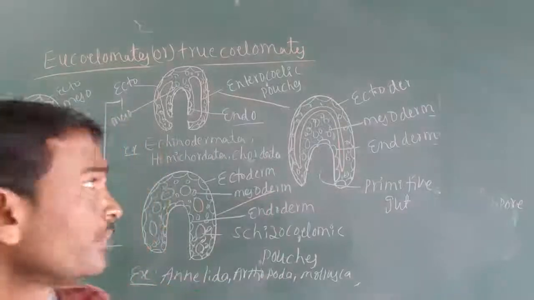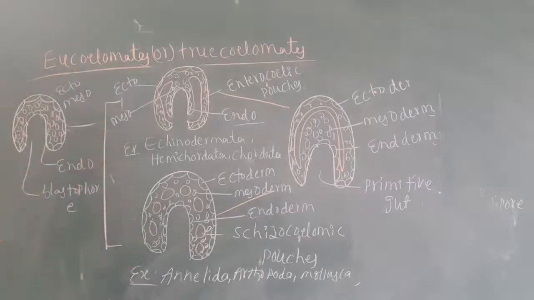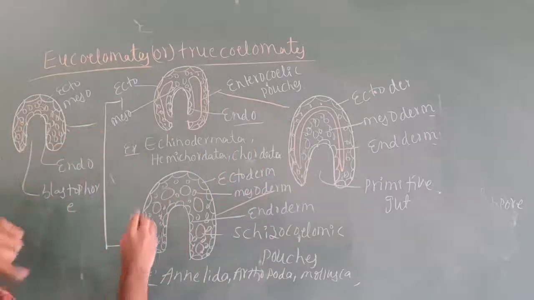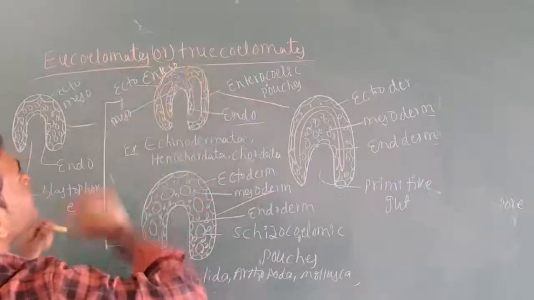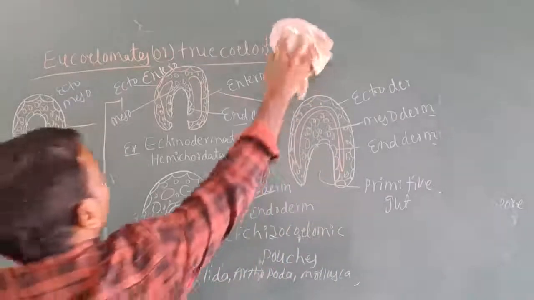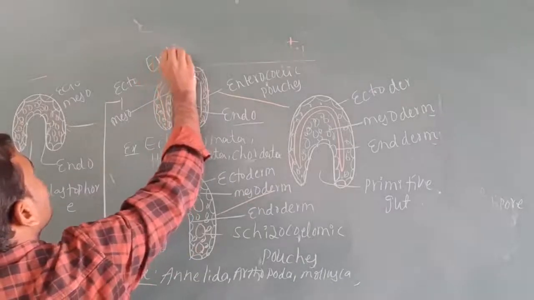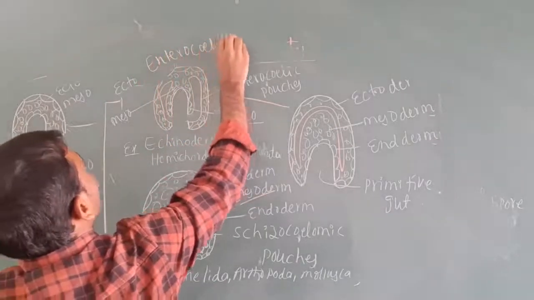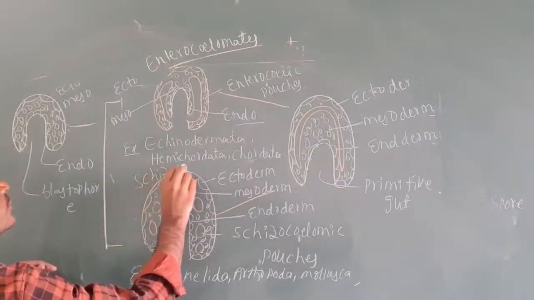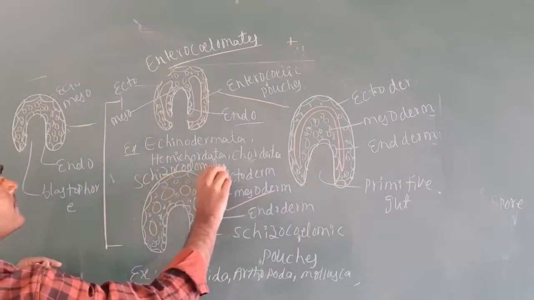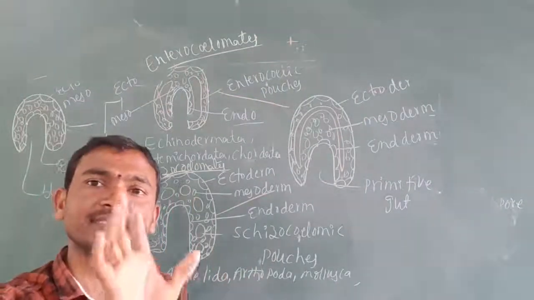See here, the true coelom is basically divided into two types. The first one is enterocoelomates. The second one is schizocoelomates. Enterocoelomate and schizocoelomate. Before going to discuss the eucoelomate, first we discuss the acoelomates.